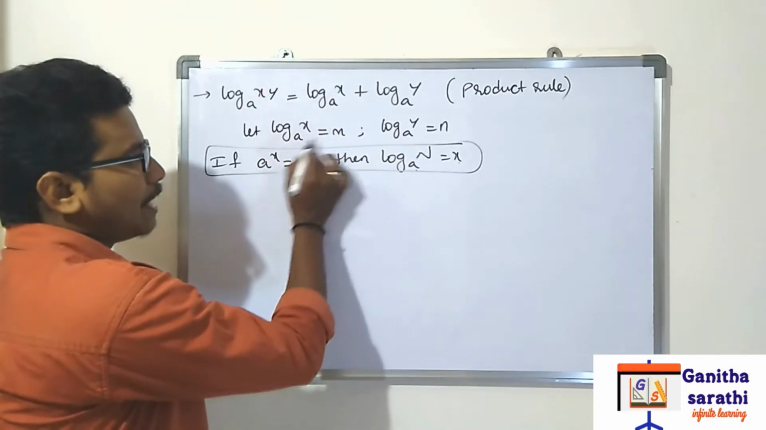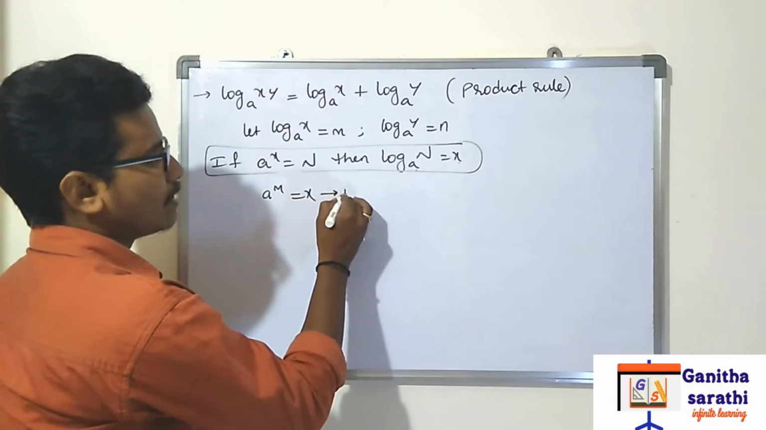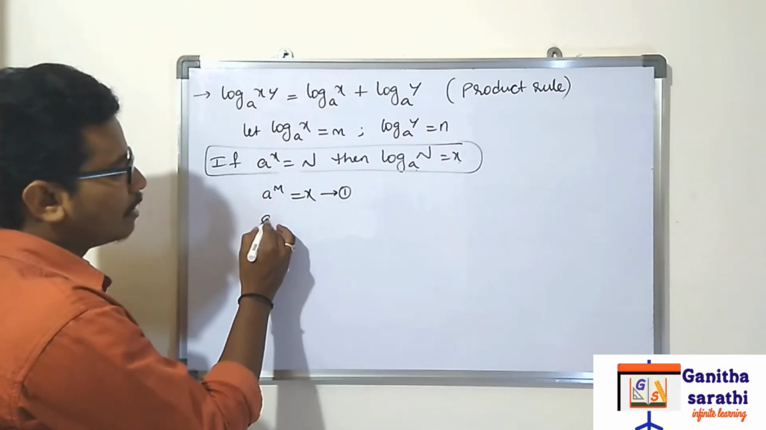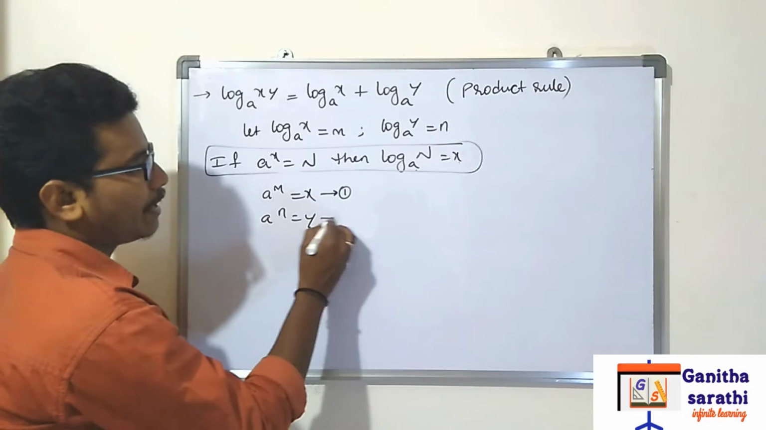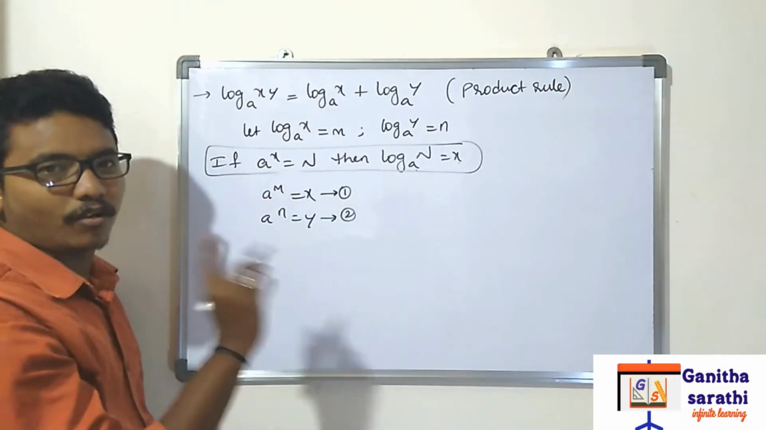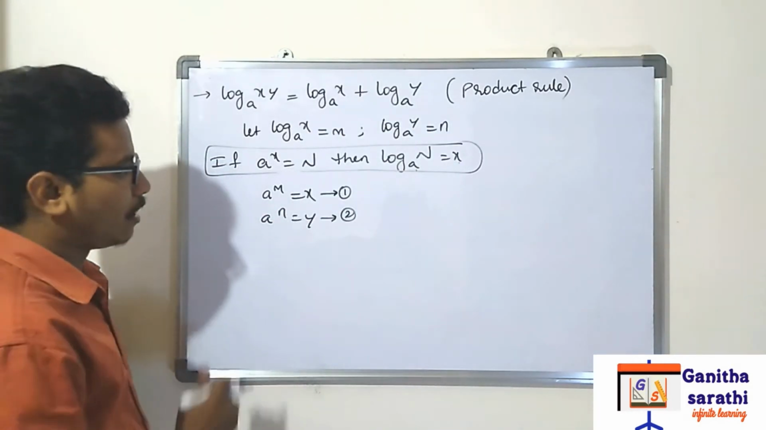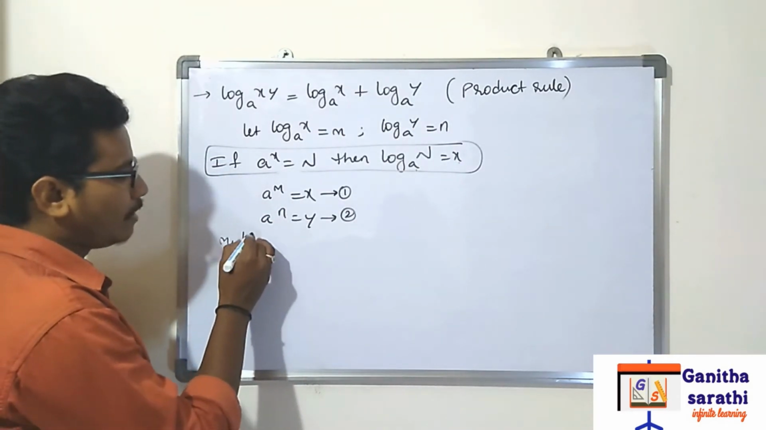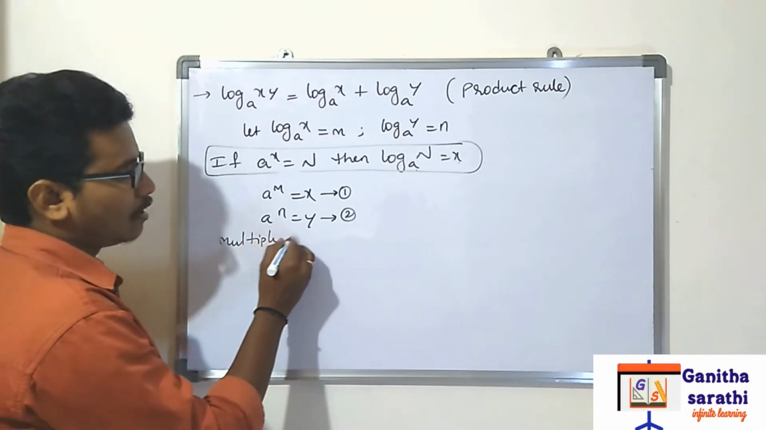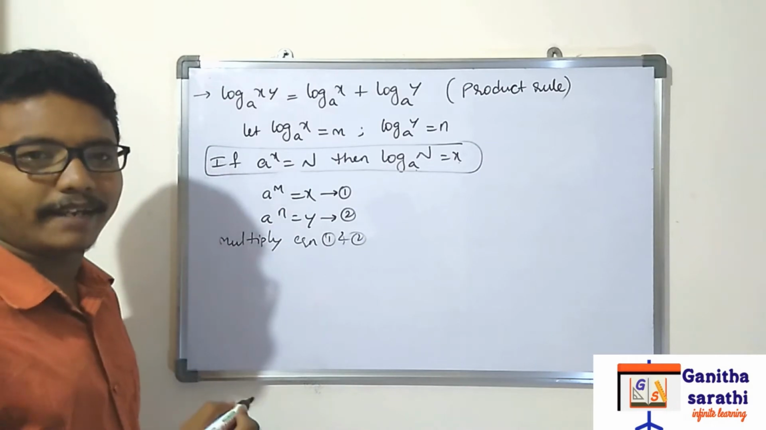In the same way, a power m is equal to x. Take it as equation number 1. And a power n is equal to y. Take it as equation number 2. A power m is equal to x, equation 1. A power n is equal to y, equation number 2. Okay. Now what you should do? Multiply equations 1 and 2. Okay. Multiply equations 1 and 2.